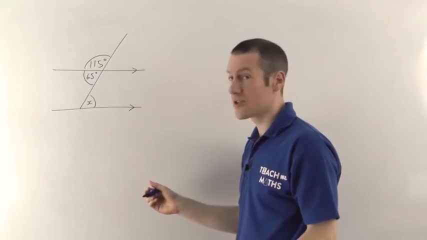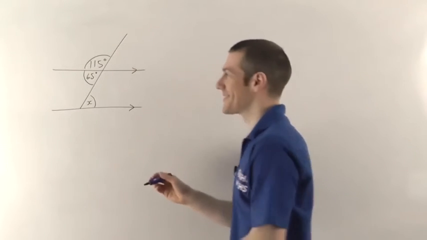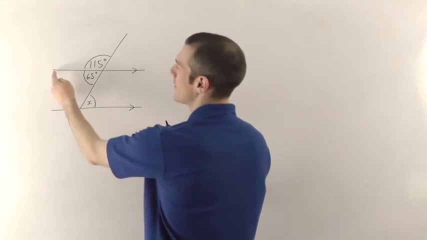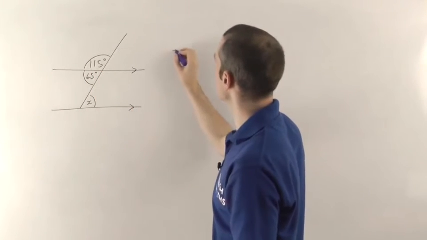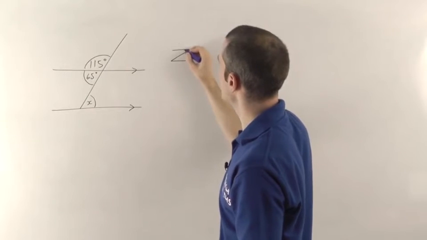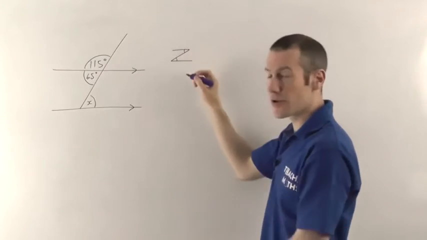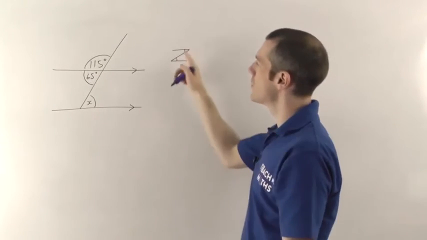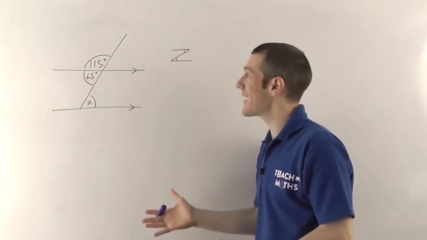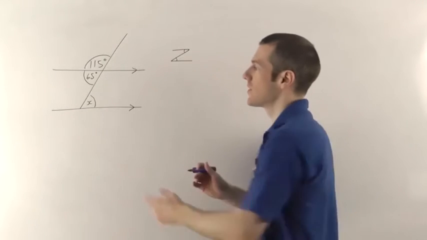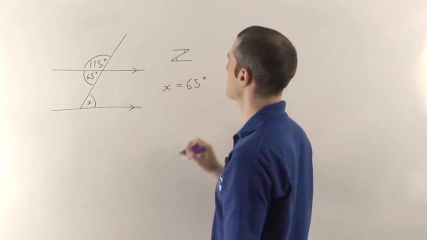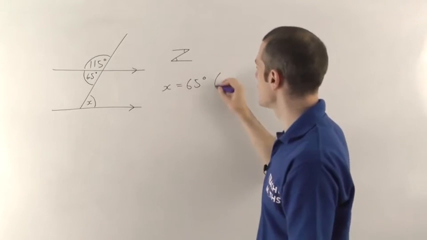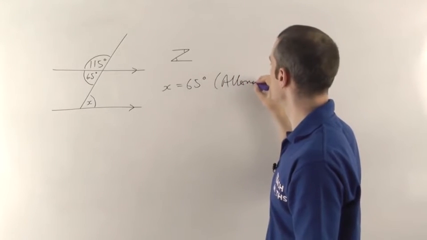Now I can see one of my shapes. If you can spot it, I can see a Z shape. So along there, down here, and along there. With the Z, those are the parallel bits, and the two angles that sit inside the crooks of the arms of the Z, those two angles are called alternate, and they're always the same. So here, X would have to be 65 degrees because it's alternate.